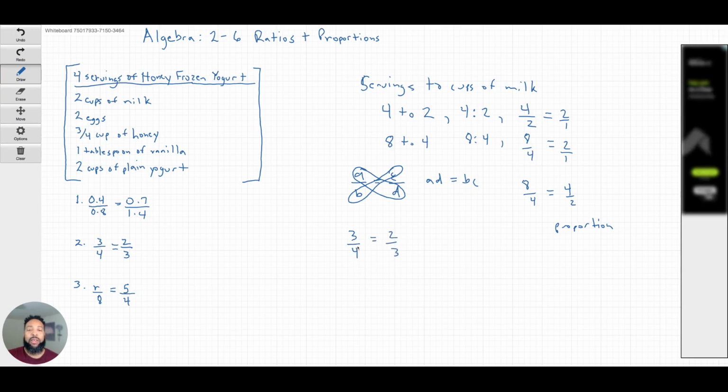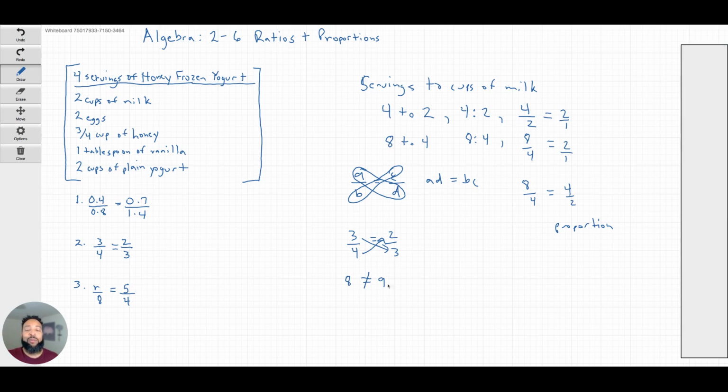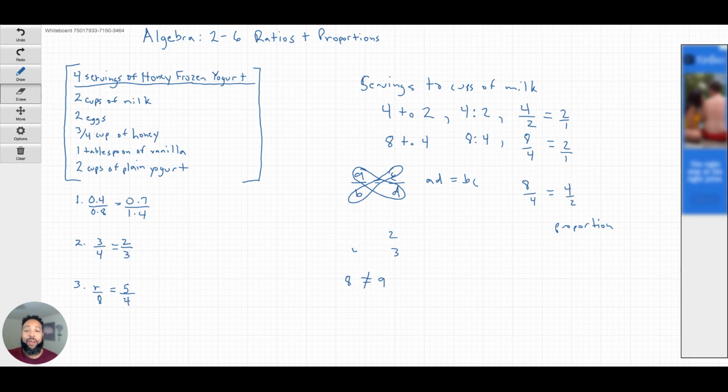Okay, so now for number 2, we have 3/4 equals 2/3. So let's cross multiply. We could start with our 4 times 2, which is 8, equal to our 3 times 3, which is 9. Those solutions do not work, so these numbers are not proportional to each other.